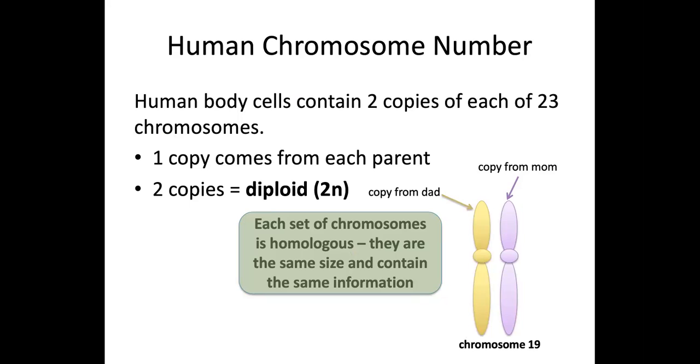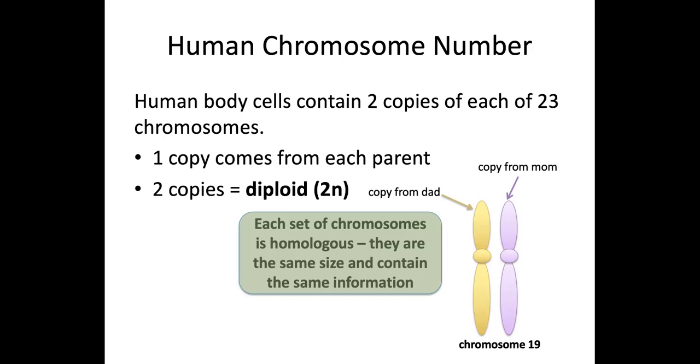So we talked about the terms diploid and haploid. So when we actually talk about a human, okay, human body cells contain 2 copies of each of 23 chromosomes. So altogether, we have 46. We get 23 from our mom and 23 from our dad. So we get a copy from each parent, okay? So each set of chromosomes is considered to be homologous.